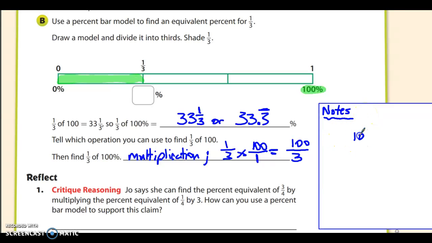We're going to do 100 divided by 3. 3 goes into 10 3 times. 3 times 3 is 9. 3 goes into 10 3 times. 3 times 3 is 9. And at this point you might notice that there's going to be a repeating pattern.